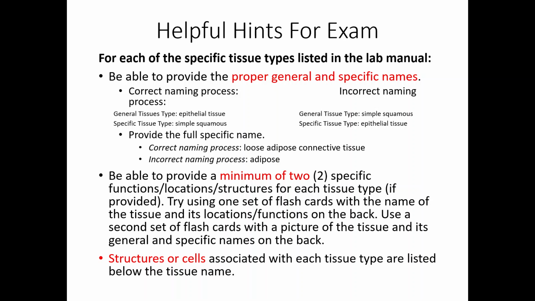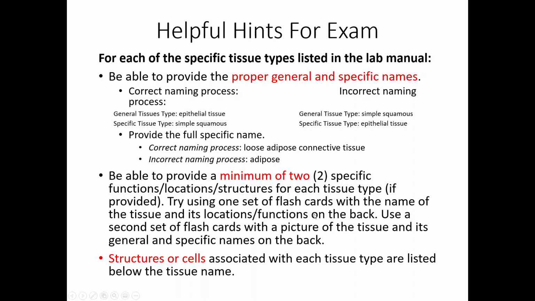Also, you're going to want to make sure you fully name a tissue. So you have loose adipose connective tissue. That is the full name, right? You've got your connective tissue, which is the general type. Your loose adipose is the specific type of tissue. Simply writing adipose or adipose tissue will not get you full credit. So just keep those things in mind.